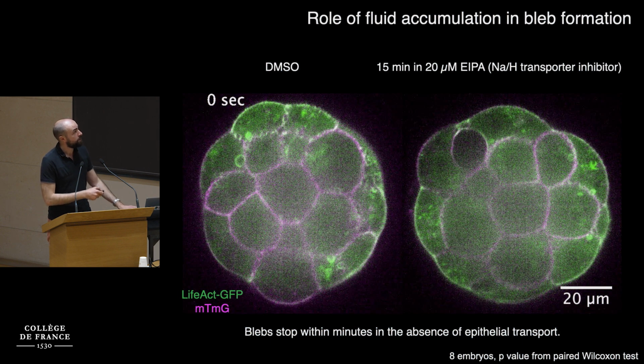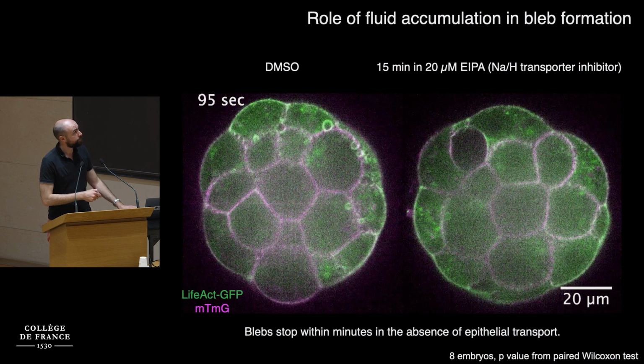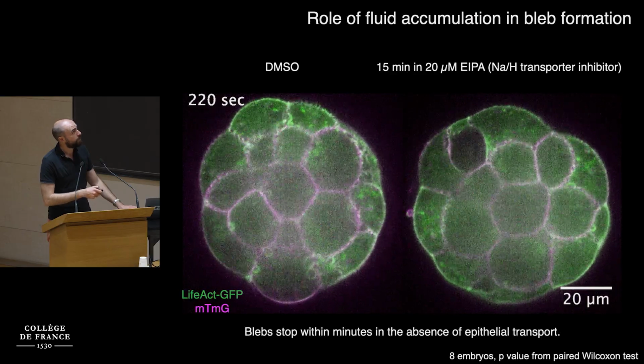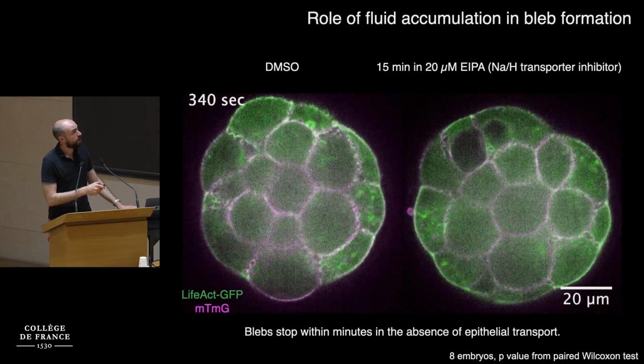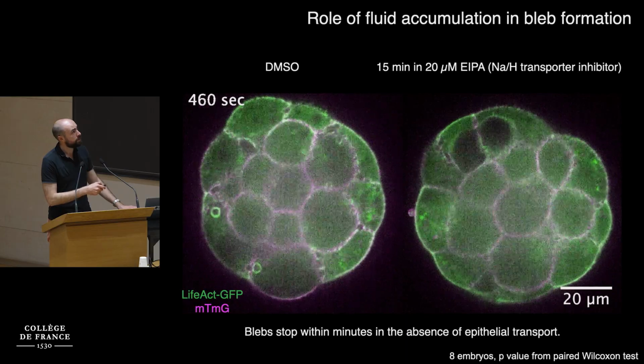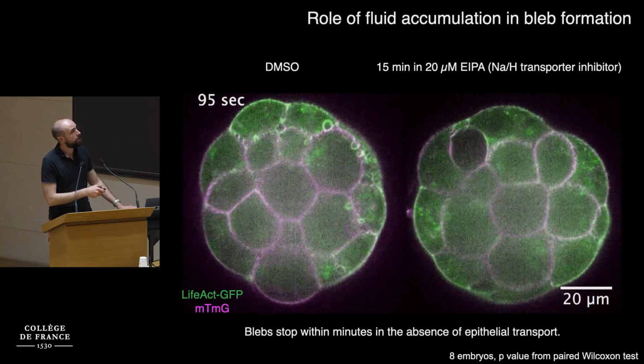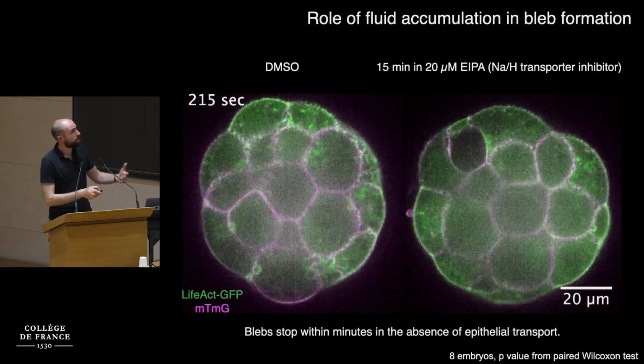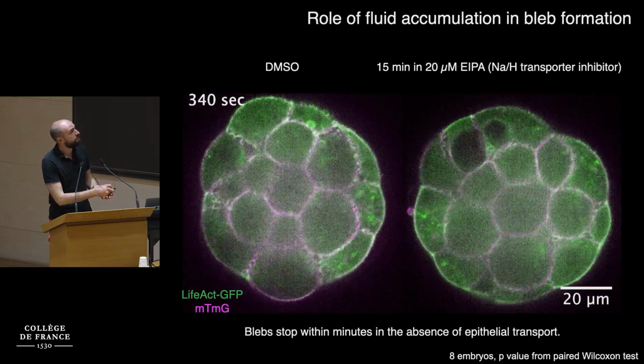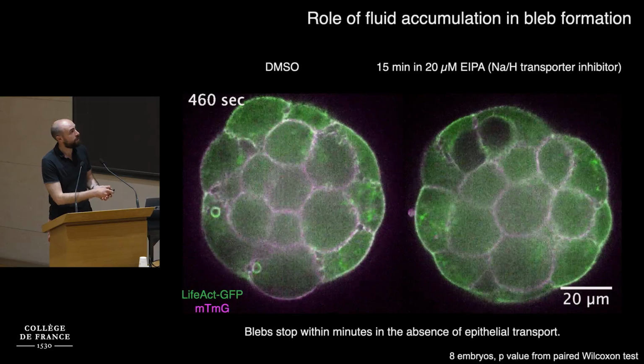And so here what we have is an embryo which is undergoing blebbing. And here we have placed the same embryo into a drug which prevents the osmotic transport. So there's no more osmotic transport of sodium. The fluid is not accumulating any longer. And within 50 minutes, what we see is that the blebbing activity stops.